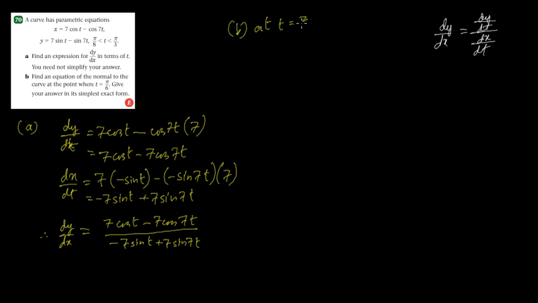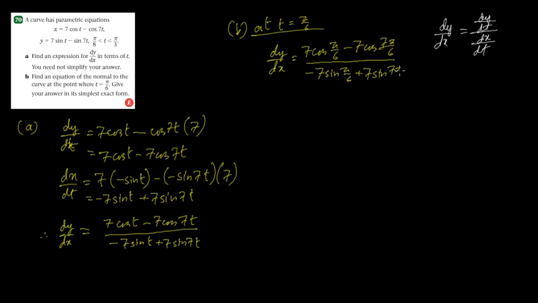So at t equals pi by 6, we have dy by dx equals 7 cos pi by 6 minus 7 cos 7 pi by 6, divided by minus 7 sine pi by 6 plus 7 sine 7 pi by 6.